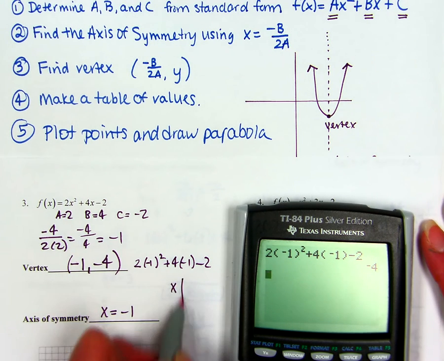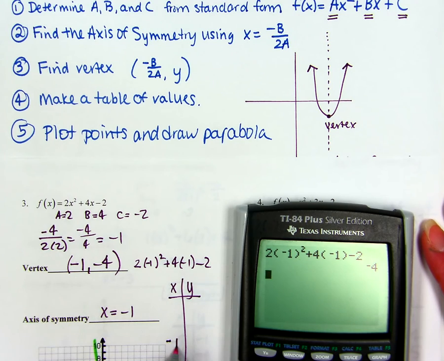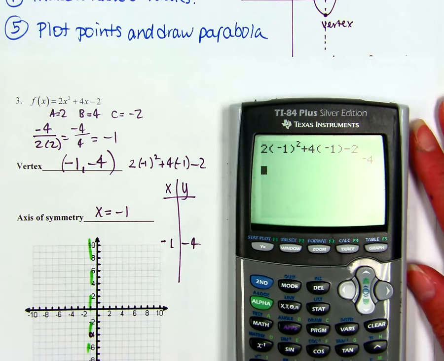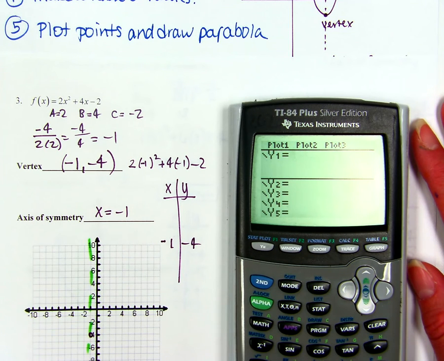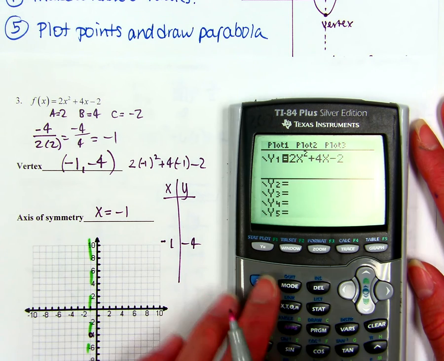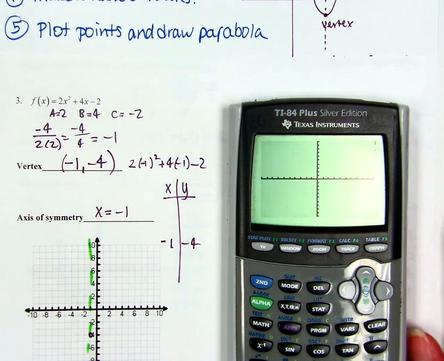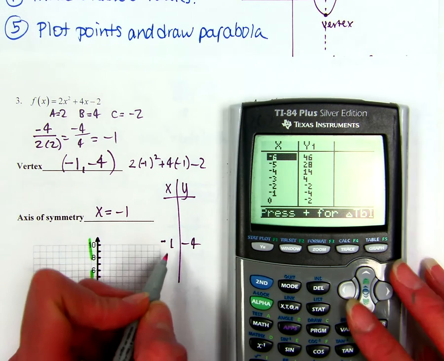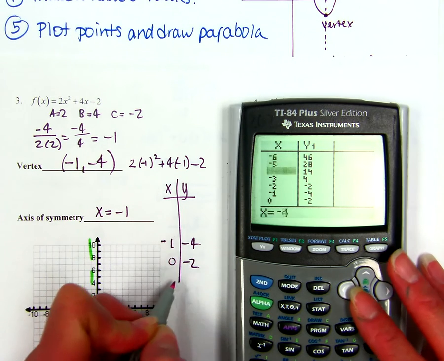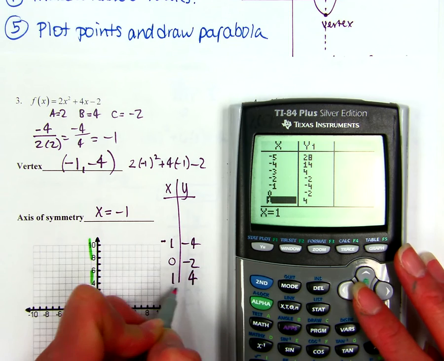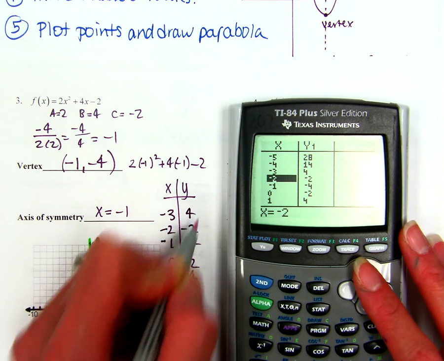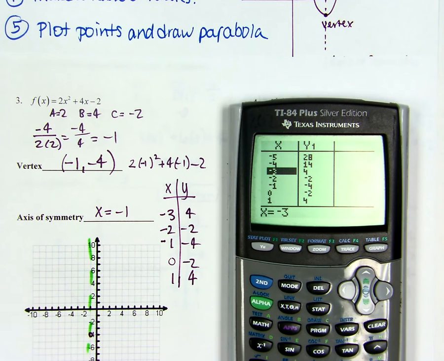Alright, so now I'm going to make my table of values. Negative 1, negative 4 should be in the middle of that table. And then I'm going to go to y equals, type in the equation 2x squared plus 4x minus 2. And then I'm going to see what the picture looks like. So it's going to be over here somewhere. And then hit second graph, and I can copy down some numbers. So I've got 0, negative 2, 1, 4, and then I need a couple above. So negative 2, negative 2, negative 3, 4. All right.